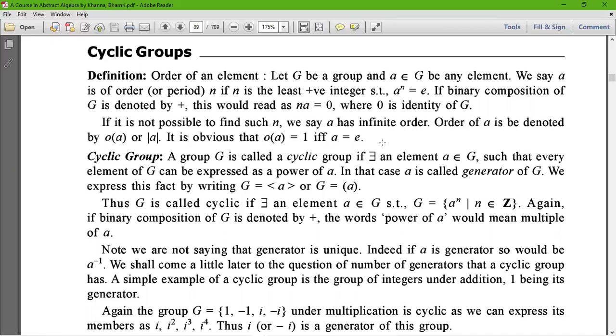That means if such an n is not possible to find, then we can say that the order of that element of the group is infinite. The order of a is denoted by O(a) or simply |a|. It is obvious that the order of a is 1 if a equals e. That means the order of an identity element must be 1.